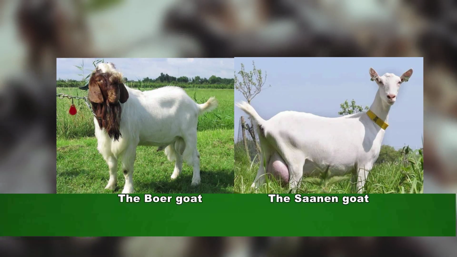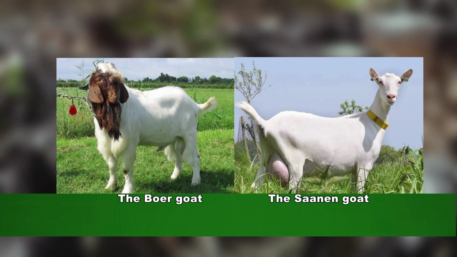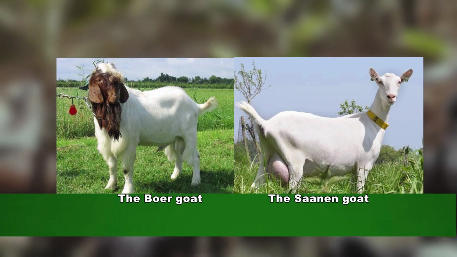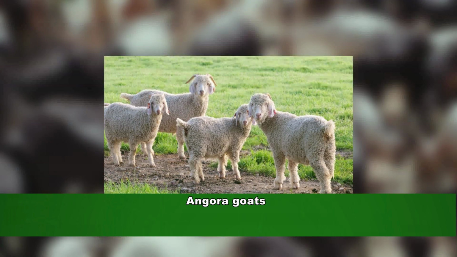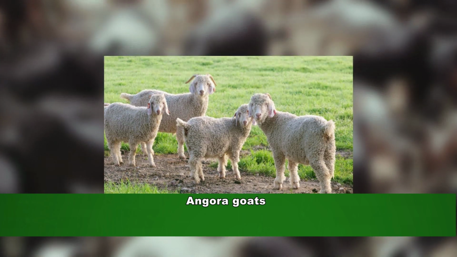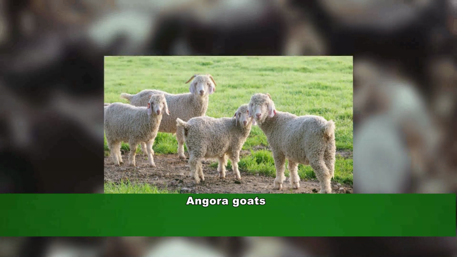The Saanen goat is kept for its milk. The goat produces a lot of milk. The cheese made from goat milk is very popular. The Angora goat produces mohair, which is cut regularly to produce a high-quality yarn to make clothes with.